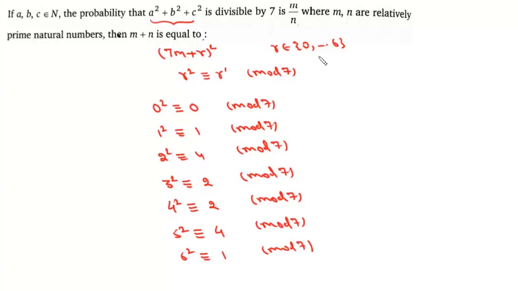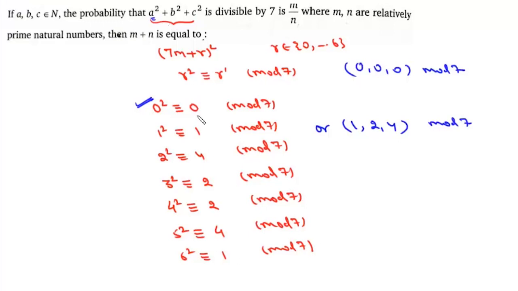Now it says we need to find the probability that a square plus b square plus c square is divisible by 7. Now it will be divisible by 7 if all of them are 0 modulo 7. That is this case, or when it is 1, 2 and 4. So in that case, it will be 1 plus 2 plus 4, 7, which again is 0 modulo 7. So the sum of these three squares will be divisible by 7 in these two cases.